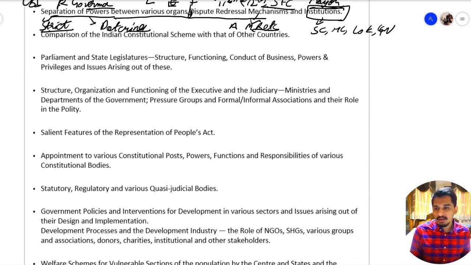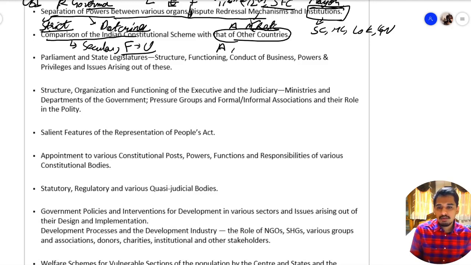In this you should be able to compare the Constitution of India. Like one of the features of the Constitution of India is secularism. Another is federal structure with unitary bias. So these are features of the Indian Constitution. This you should be able to compare with other countries' constitutions, especially with respect to America and Britain, that what are the features of the Indian Constitution and how do they differ from other countries.